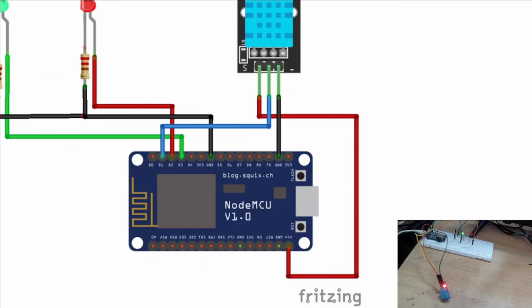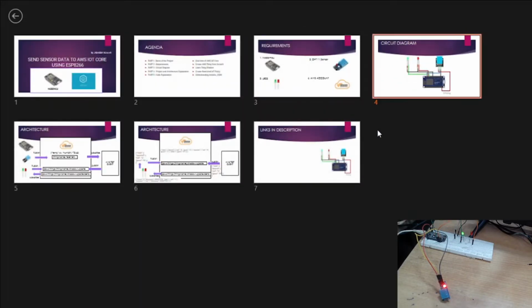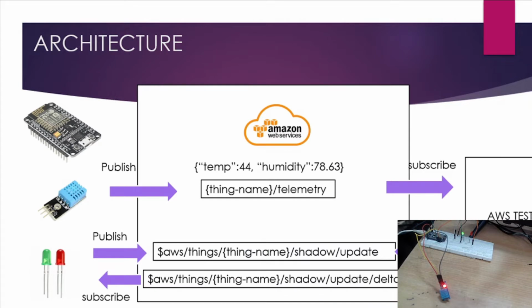Okay, let me zoom out. So the architecture. This is a high level architecture, it is not very deep. You can understand here that publishing data is from the DHT11 side. We are publishing data on a topic. Which topic? Thing name / telemetry, and this thing name is dynamic, since we are creating our thing with a name.